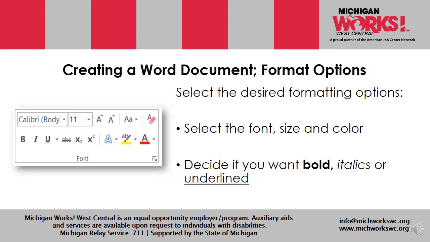Once you have a Word document open, you're going to be able to create a Word document using format options. You're going to select the desired format options. You're going to be able to select the font, size, and color. Let's focus on that little image to the left of the print. Locate the little rectangular box that says Calibri. That right there is font. Font is the way the words are going to look as you type.